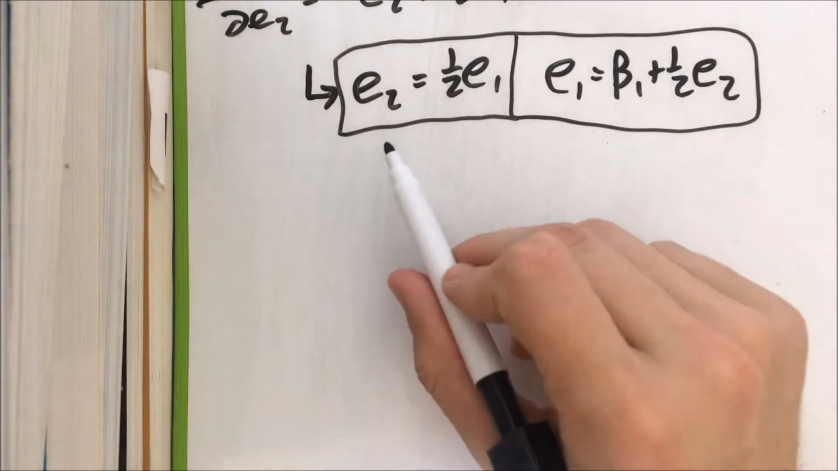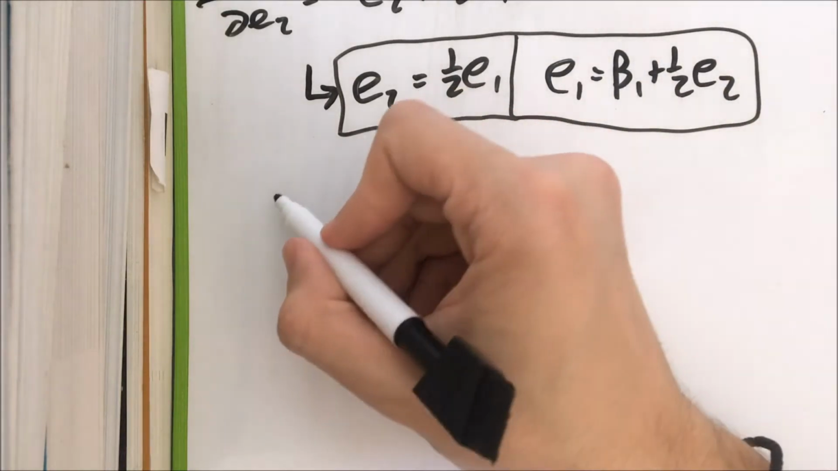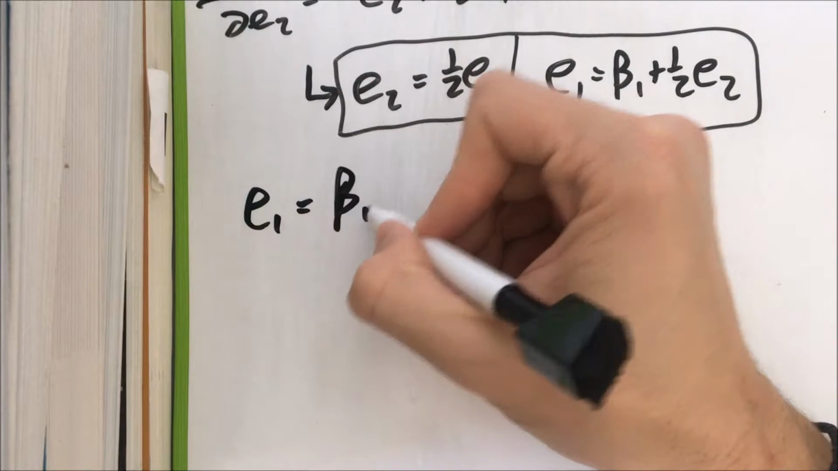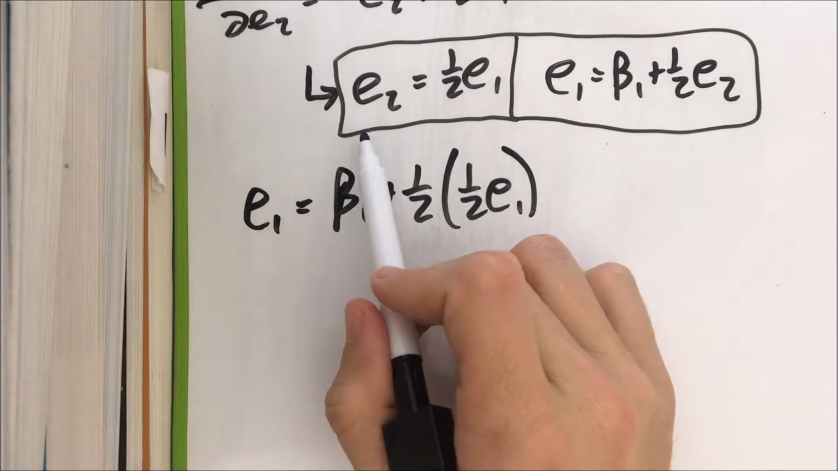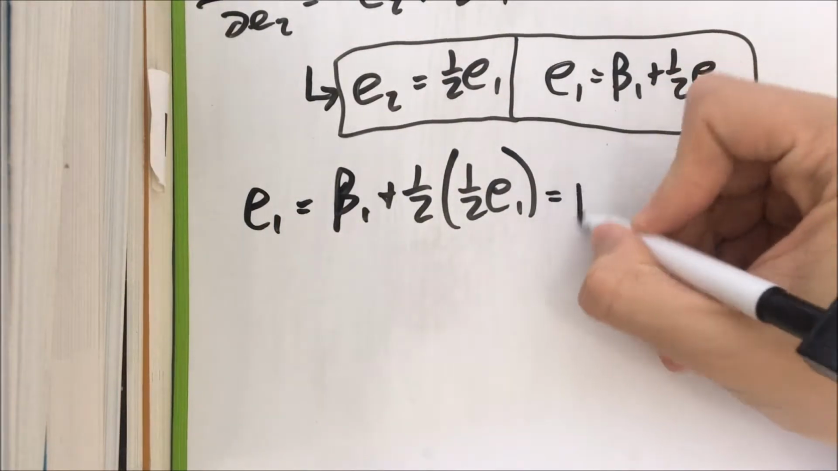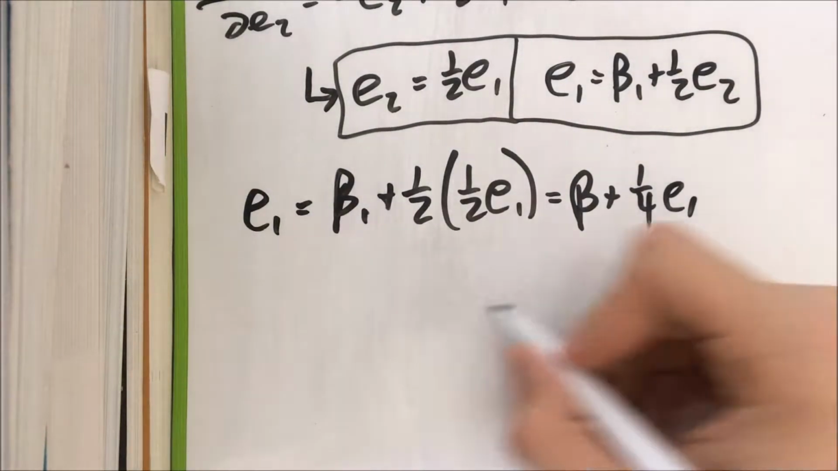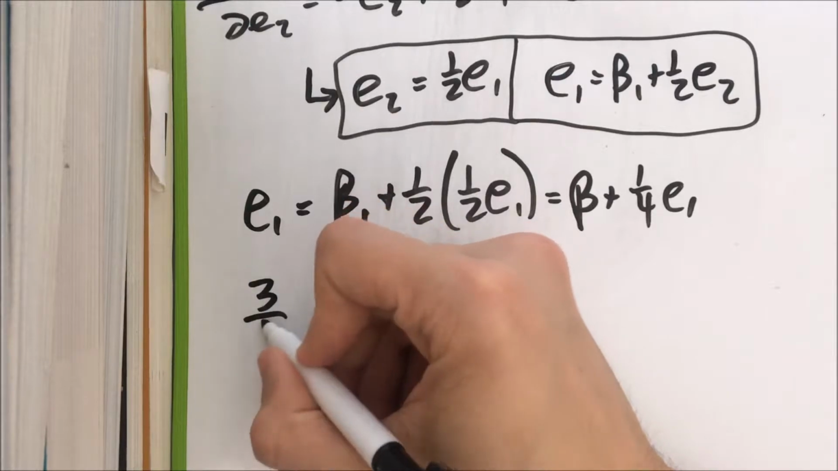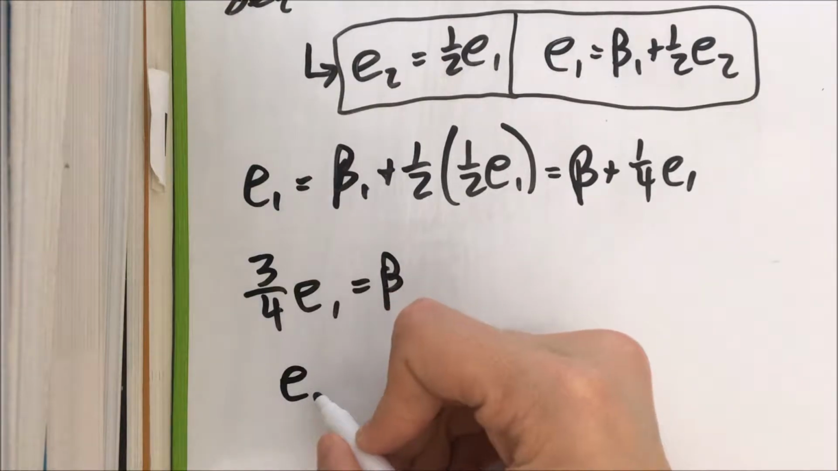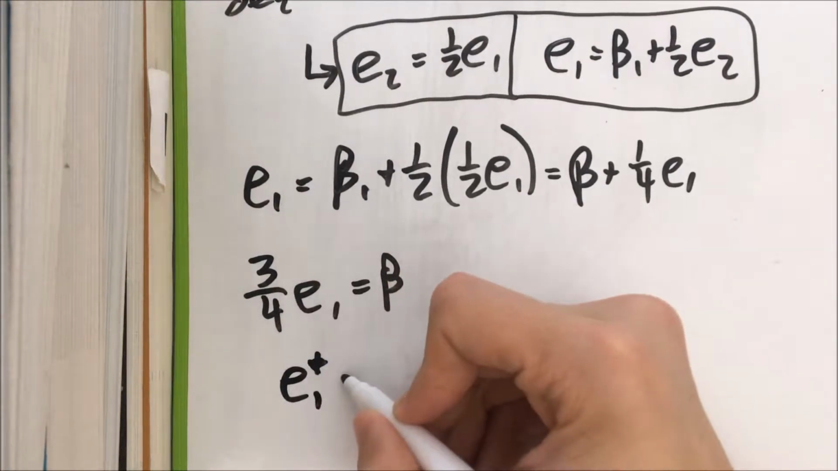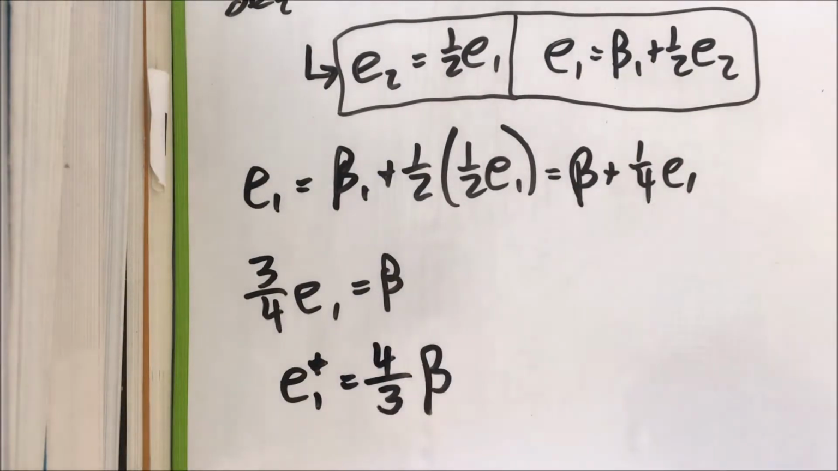All right, now we're going to sub E2 into E1 to find E1 purely in terms of beta. So E1 will equal beta plus half times half E1, because I've substituted E2 into here. Half E1 equals beta plus 1/4 E1. Now we're going to bring this to that side, so it becomes 3/4 E1 equals beta, and so dividing both sides by 3/4 will give the effort level for E1 as 4/3 beta.